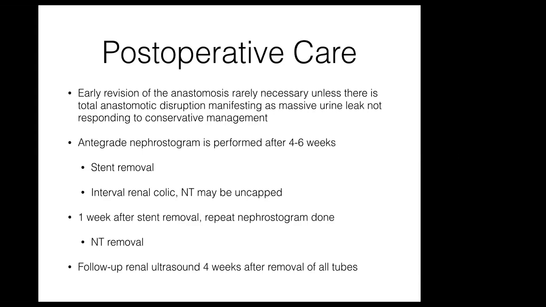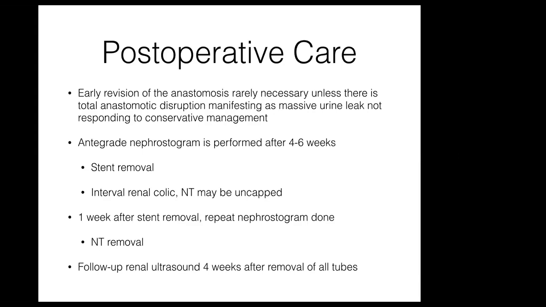So, after discharge, an antegrade nephrostogram is done on the still intact nephrostomy tube 4 to 6 weeks after the surgery. If the antegrade nephrostogram looks unremarkable, you can then perform stent removal. And in the interim, if the patient experiences renal colic, you can then unclamp the nephrostomy tube.